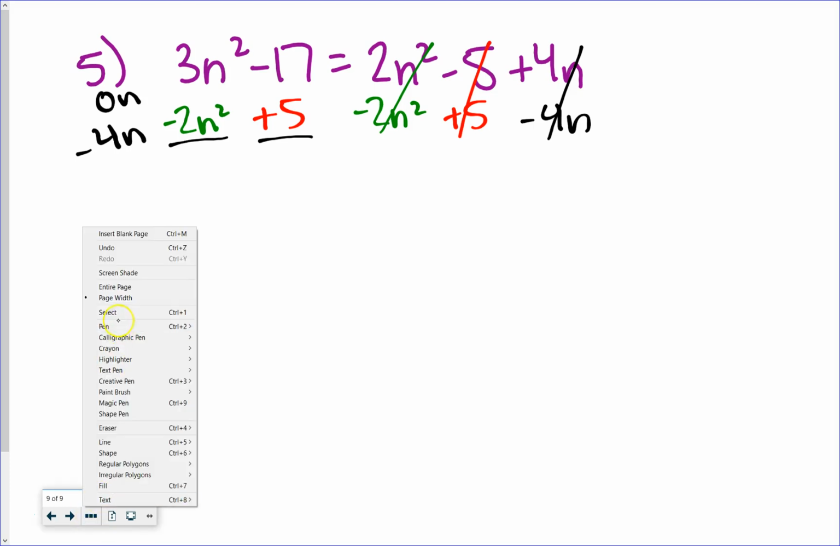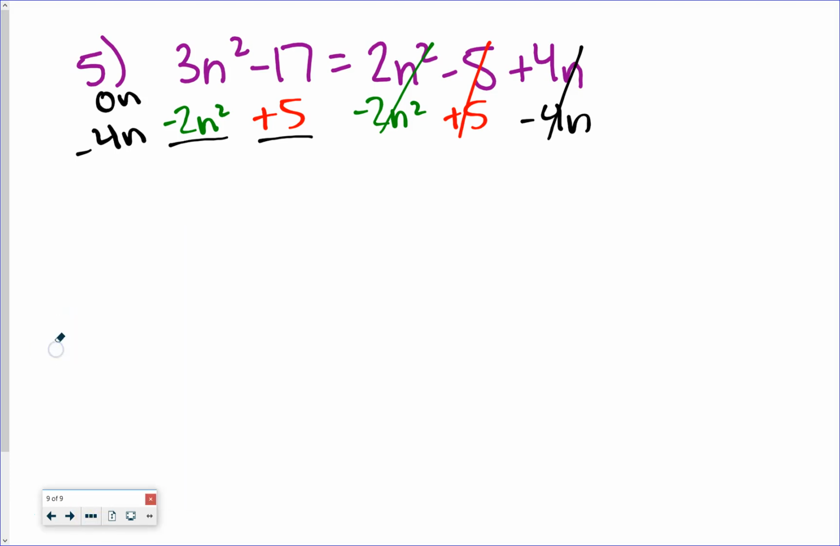After I move them all over, we have to make sure they are in standard form. So start with my n squareds. 3n squared minus 2n squared gives us 1n squared. Then just my n, right? I didn't have an n. I subtracted 4n over, so I have minus 4n. Then -17 plus 5 is minus 12. Now it's equal to 0. Now you can factor it. So when I say move things over, that's what I mean.